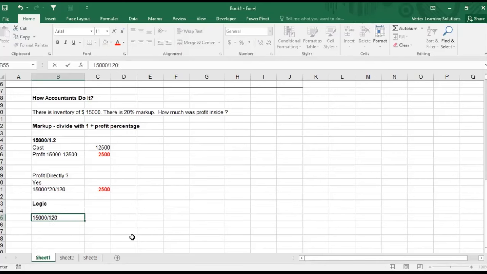So when you divide it with 120, you get 1%. And then you multiply it with 20. This is the logic, okay? So 15,000 divided into 120 parts multiplied by 20 parts. You get the same number.